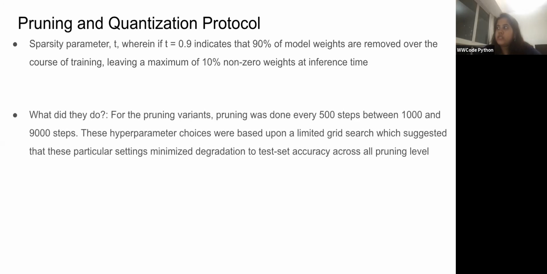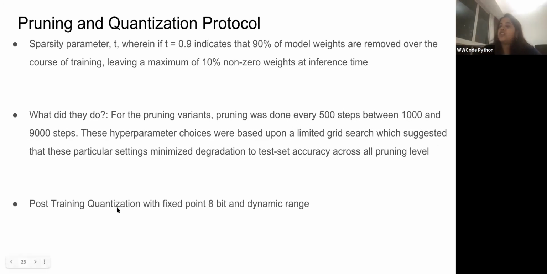What did they do using that? So basically, they are pruning between steps. If you notice, I wrote they went over 10,000 steps. Their pruning was done every 500 steps between 1,000 and 9,000. So that is what they're doing. That's how they're doing pruning. They're explaining a little more about how they're doing pruning.